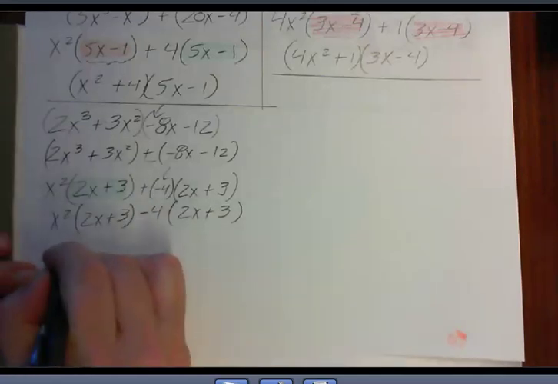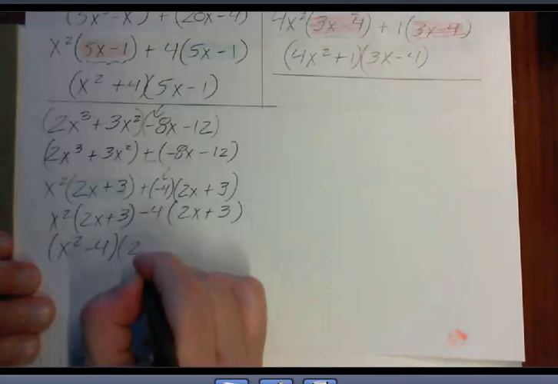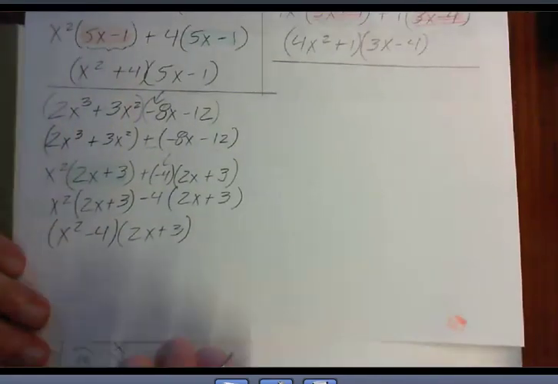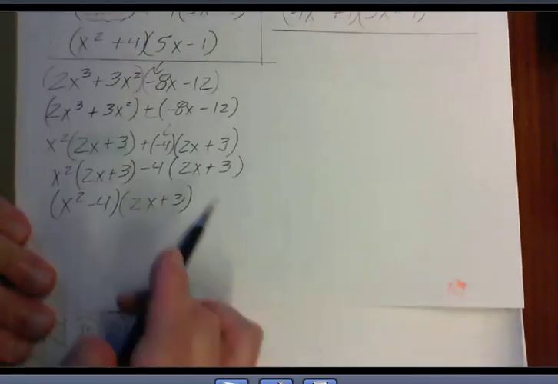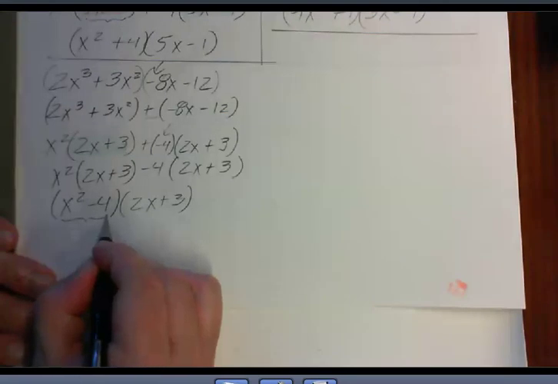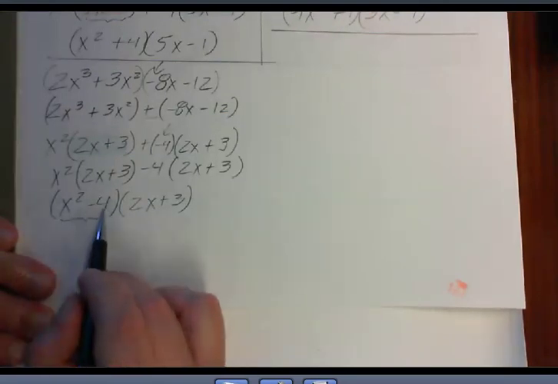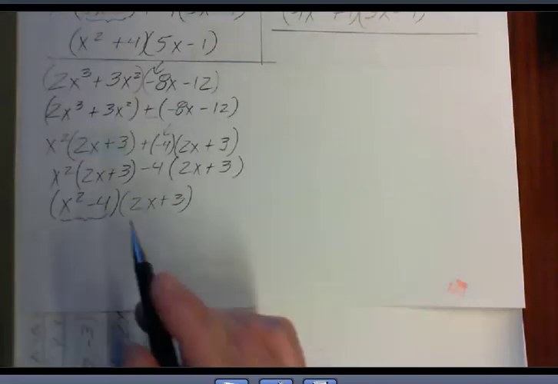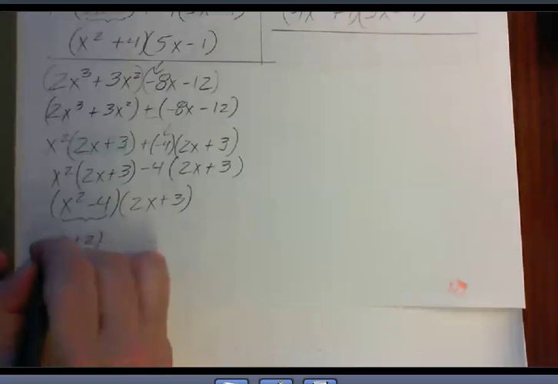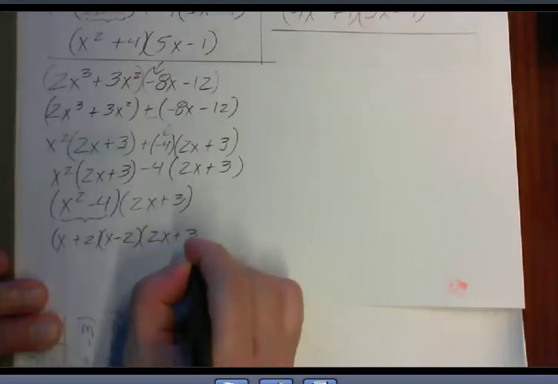And you can see what we're left with is x squared minus 4 times 2x plus 3. But we're not quite done here, because in this particular case, you'll notice that we're not factored completely. We have one of our special patterns over here that we learned about. And this is a difference of two perfect squares, also referred to as a difference of squares. So that factors out to x plus 2 times x minus 2, times 2x plus 3.